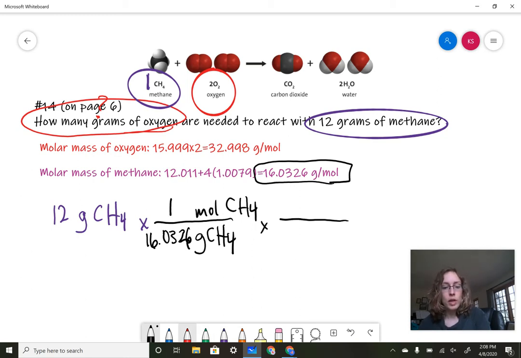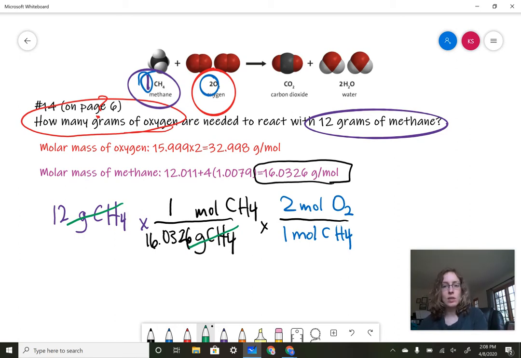Now I need my mole ratio. That's going to come from these coefficients up here. I got a 1-to-2 ratio. So 1 mole of methane needs to react with 2 moles of oxygen. And we're solving for oxygen, so that's good. If you're working along, you can cancel units as you go too. Grams of methane cancels. The reason these things cancel is because anytime you have something in the numerator and denominator of a fraction, it will cancel out.